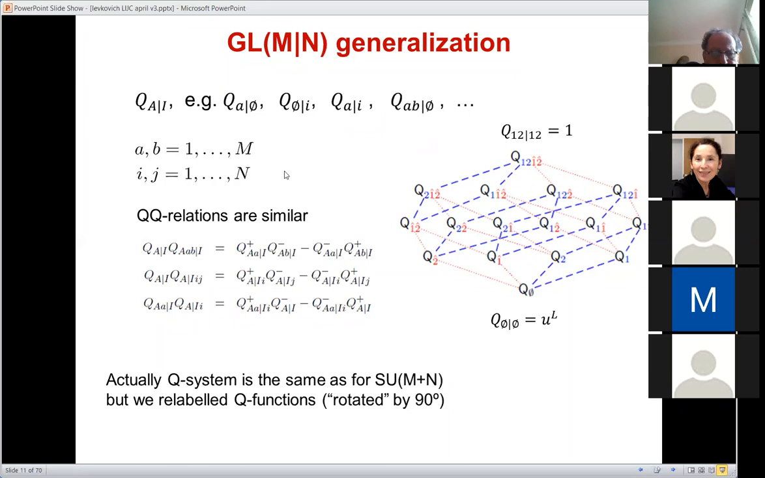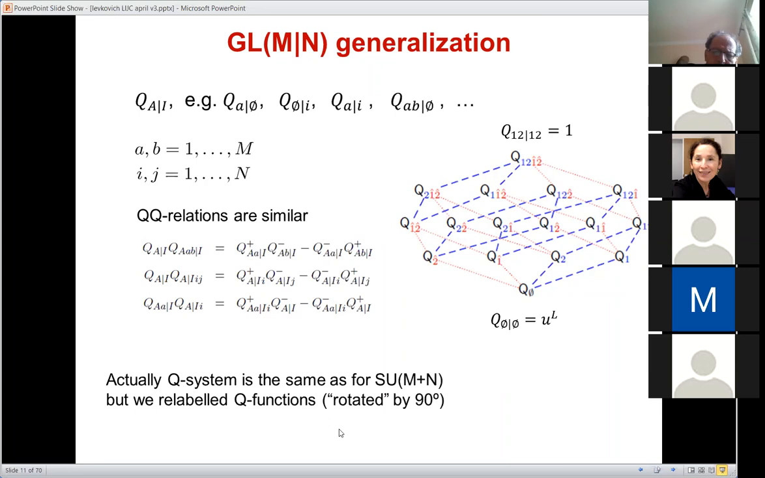The first set of indices runs from 1 to M, the second from 1 to N. And the QQ relations are very similar to what was before, although they are written in a slightly different way, depending on which kind of indices we are looking at. But again, they can be summarized in terms of a Hasse diagram where faces with four vertices correspond to bilinear relations. And at the top and bottom of the diagram, we fix boundary conditions. So that's how the construction generalizes to any supergroup. A technical comment is that, in fact, this set of relations, although written in a slightly different way, is exactly the same as for the bosonic case, up to relabeling some of the Q functions and flipping some signs.